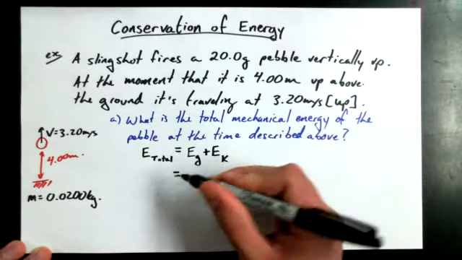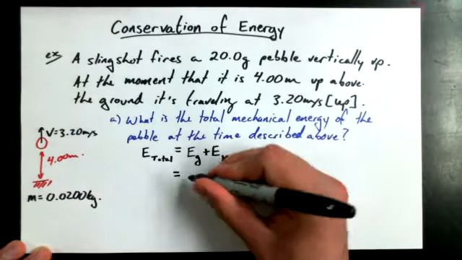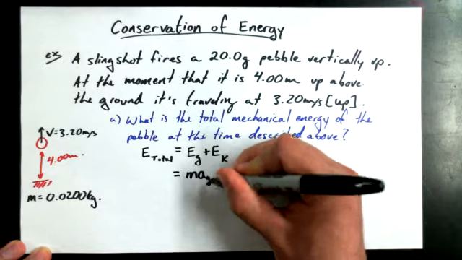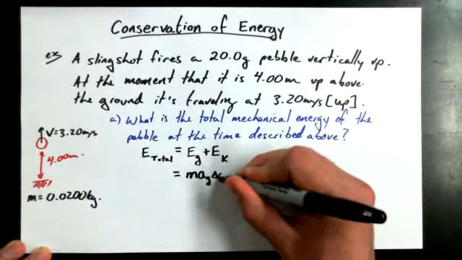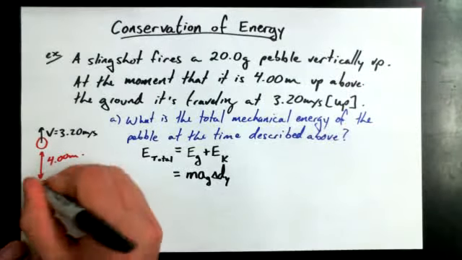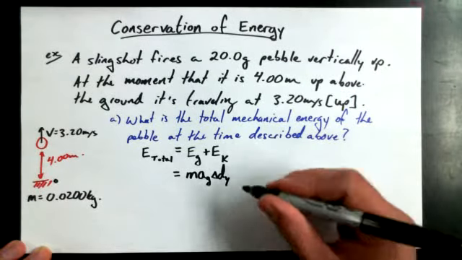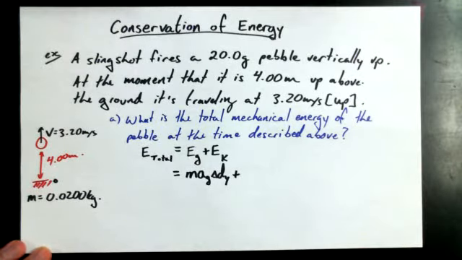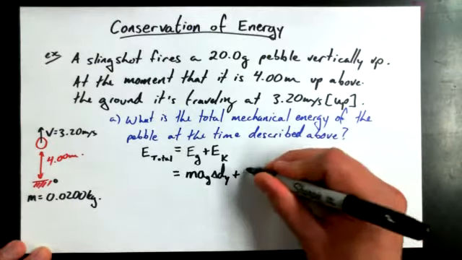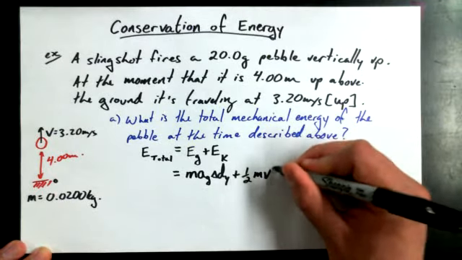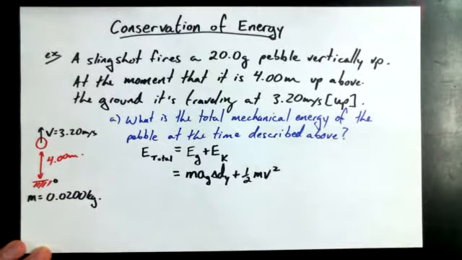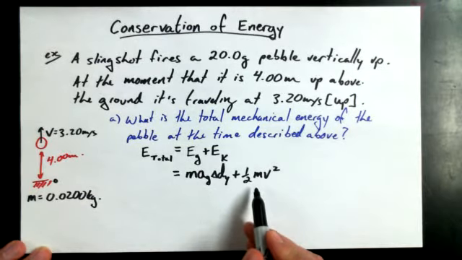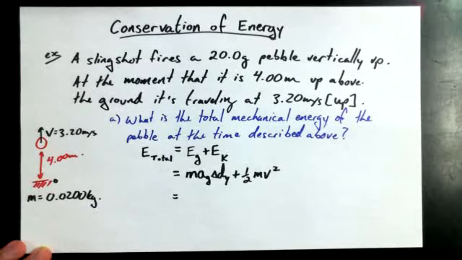At this moment in time, gravitational potential energy is equal to the mass of the object, we said this yesterday, times acceleration due to gravity, times its height above the zero height. The zero height is right down here, so it's 4 meters up. Plus, do you remember the equation for kinetic energy? 1/2 mv squared. That's not going to change. So Eg is mass times acceleration due to gravity times height, and kinetic energy is 1/2 mv squared. If I want its total mechanical energy, we can sub in some values here.